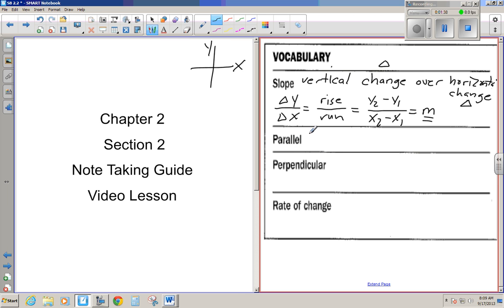Parallel lines do not intersect. All right, you should know that. You just came from geometry probably. If you're dealing with the slope of parallel lines, then you would say slope 1 is equivalent to slope 2.